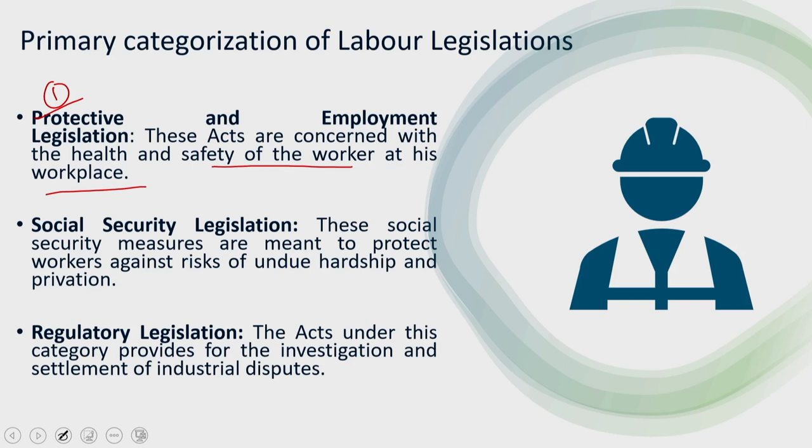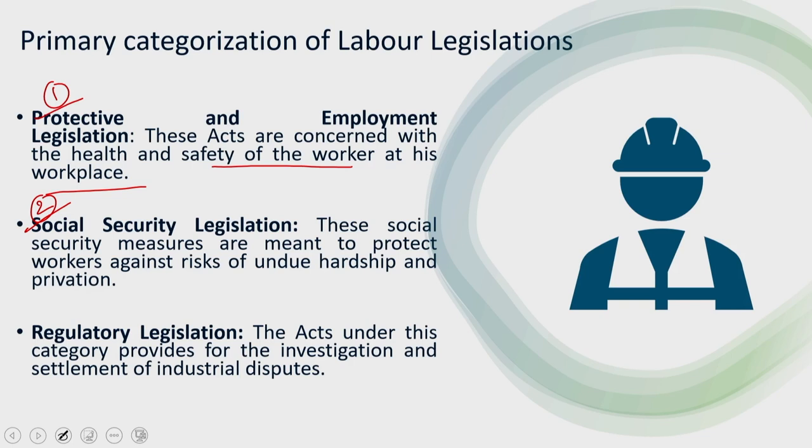So when we look into this, it is the essence of industrial relations, labor legislations. Protective legislation should be the initial way, or the initiation factor, to go ahead and have better industrial relations. The second one is essentially social security. When you are looking into social security legislations, these social security measures are meant to protect workers against the risks of undue hardship and privation.